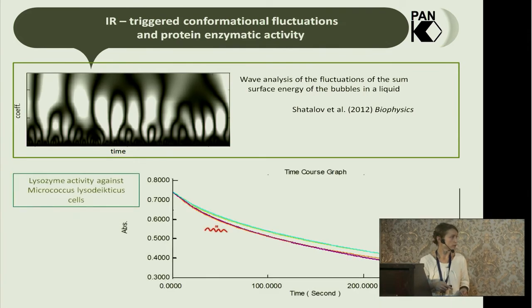So we obtained very preliminary results on the lysozyme enzymatic activity in controlled conditions and in response to infrared light. So this red-green trace represents control conditions. Now this pink trace represents the kinetics of the reactions after exposure to infrared light. So you can see here simply decreasing absorption of the cells in response to the lysozyme activity versus time. So you can see that the kinetics of the reaction increases after exposure to infrared light, which may indicate that those infrared-induced bubble fluctuations and protein fluctuations can support protein functioning.